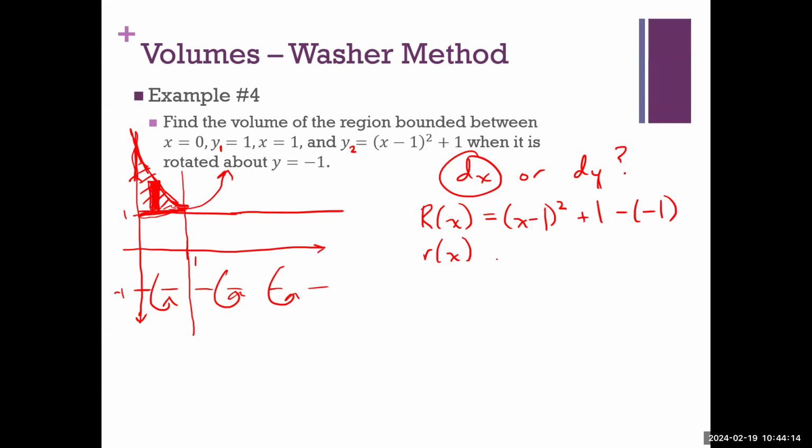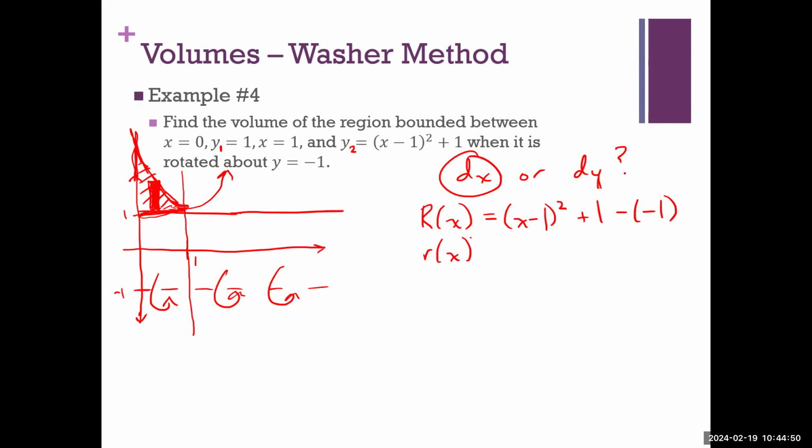I subtracted -1 because basically the parabola is (x minus 1) squared plus 1, but I'm moving the axis of rotation down. So it makes sense that I have to add 1 to the radius, which is essentially what subtracting -1 does. So I like that definition of the outer radius. Let's be really clear, is that going to give us positive values? In this case it will.